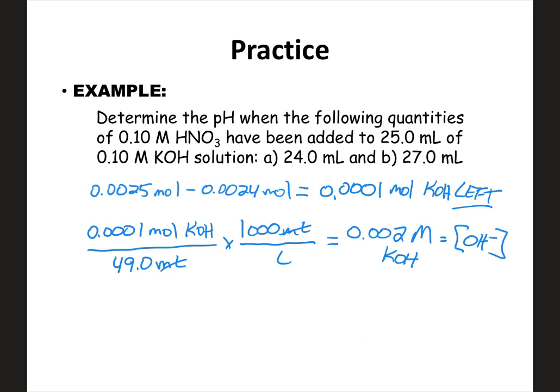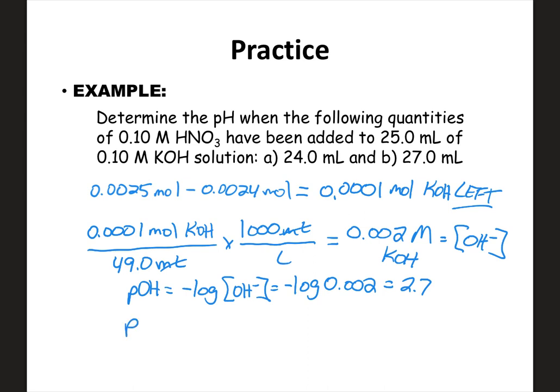So now that I know the concentration of the OH minus, the pOH is equal to the negative log of the concentration of OH minus. So the negative log of 0.002, which would be equal to 2.7. Remember, we only had one sig fig here, so we only want one decimal place in our pH. And this is pOH, so pH plus pOH we know is equal to 14. So 14 minus the 2.7 would give us the pH of 11.3.